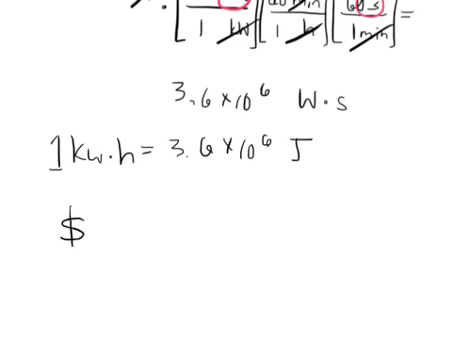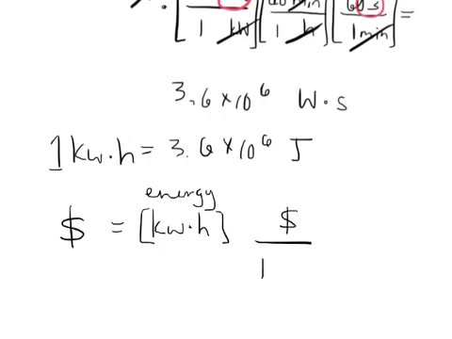So if you want to find the cost for this month, you need to take the kilowatt hours of usage, which is the energy, and multiply that by the cost per energy, or the cost per kilowatt hour. So the kilowatt hours cancel out, leaving behind cost.